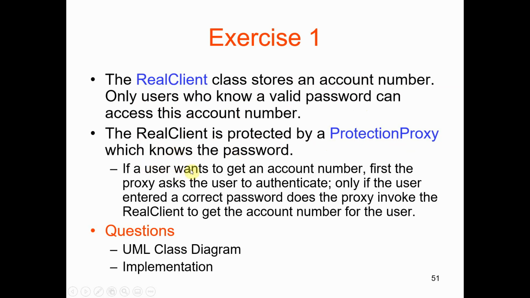So here, if a user wants to get the account number, first the proxy asks the user to authenticate. Only if the user enters a correct password does the proxy invoke the real client to get the account number for the user. So here you draw the UML class diagram and then implement. I will give you 20 minutes to work on your own. Draw the UML class diagram and then write the code.